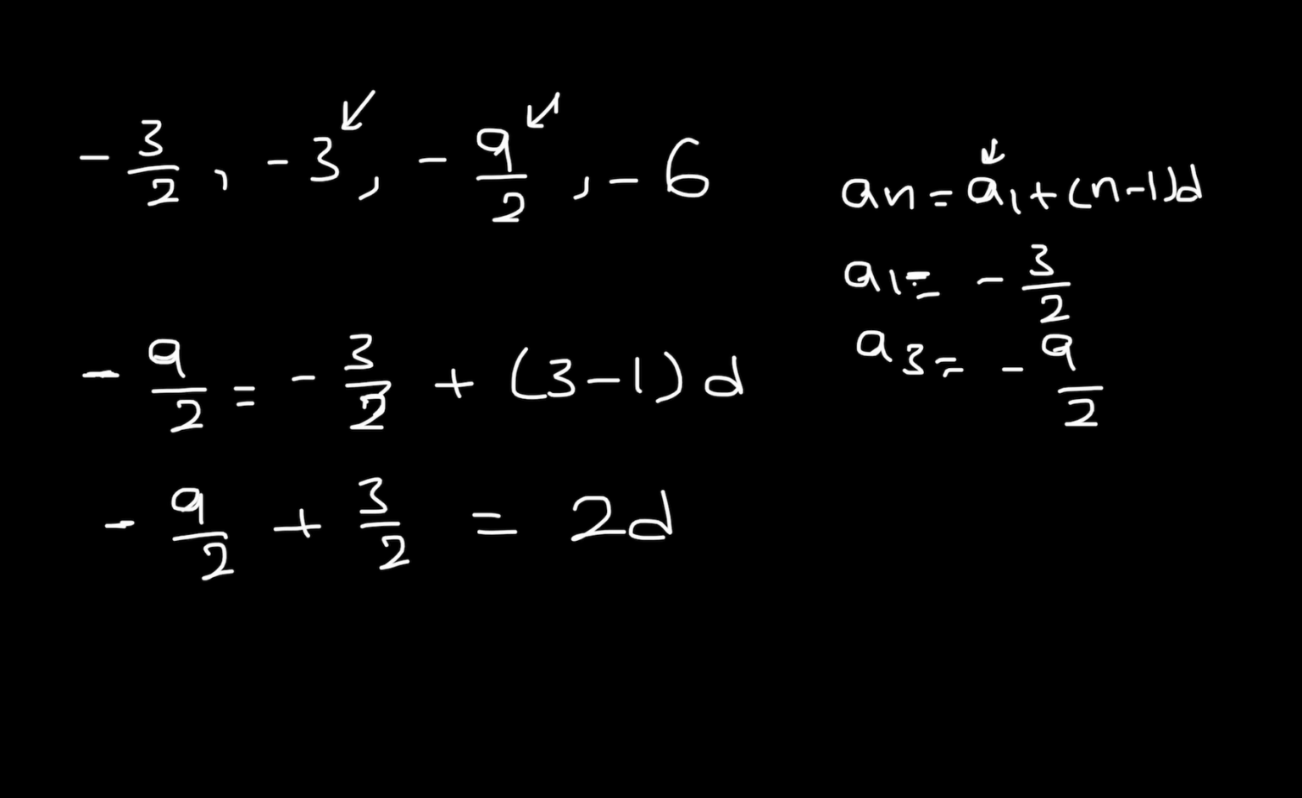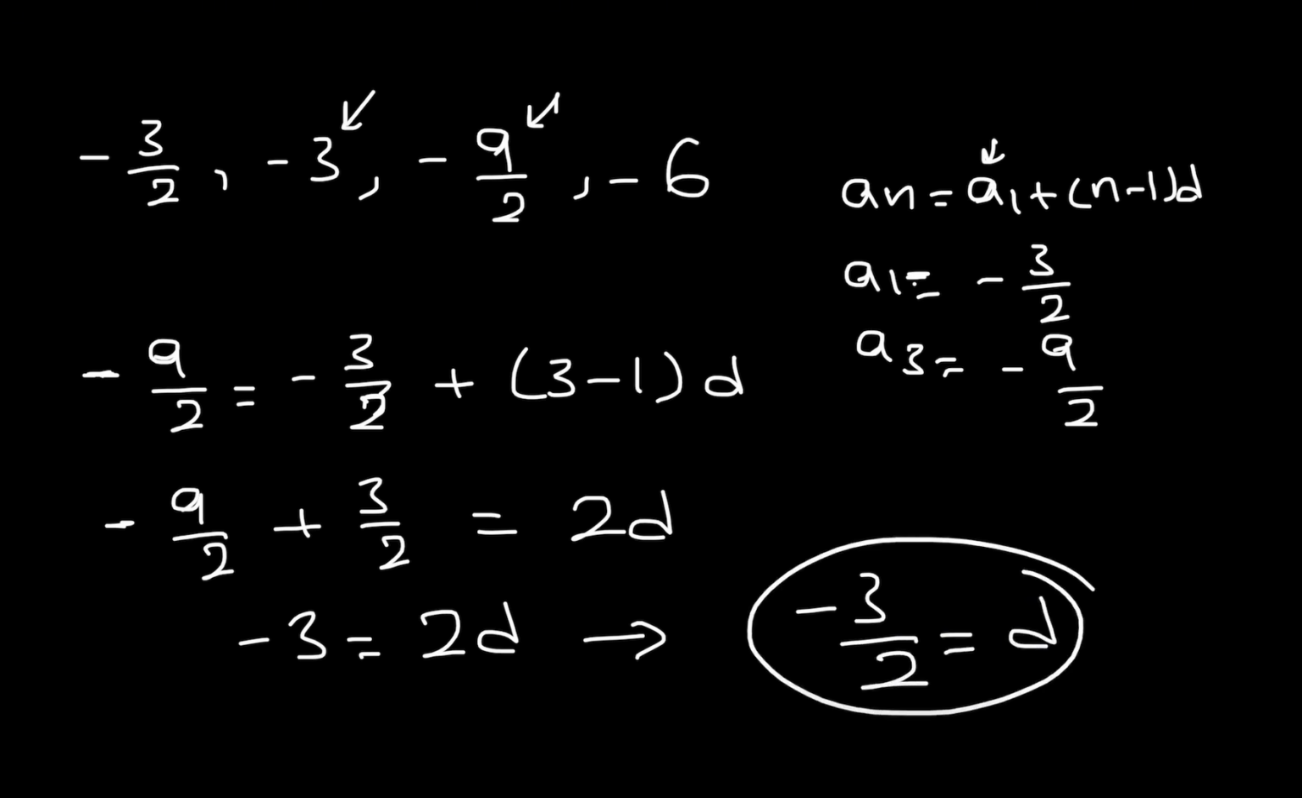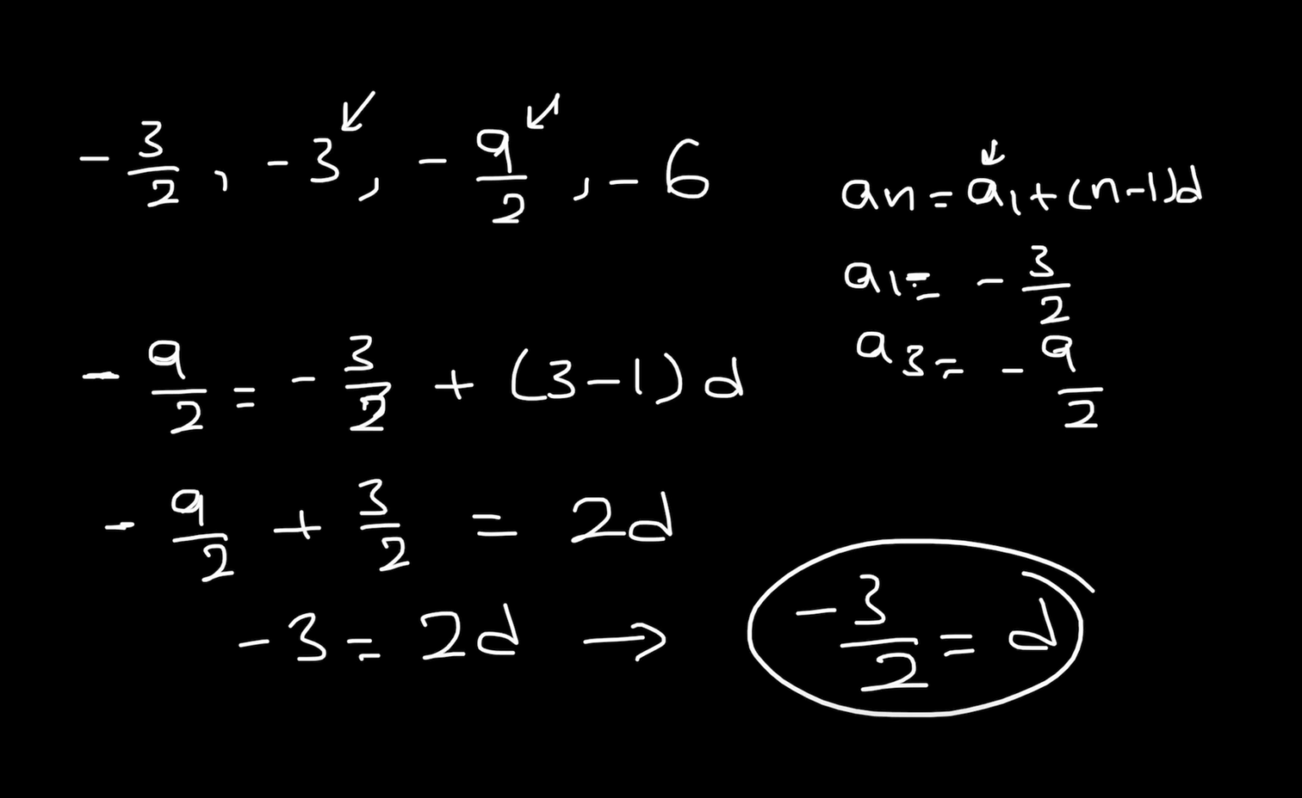Negative 9 over 2 plus 3 over 2, that's negative 3 equals 2d, which is negative 3 over 2 equals d. We have found and confirmed the common difference and the fact that this is indeed an arithmetic sequence. Let's try another.